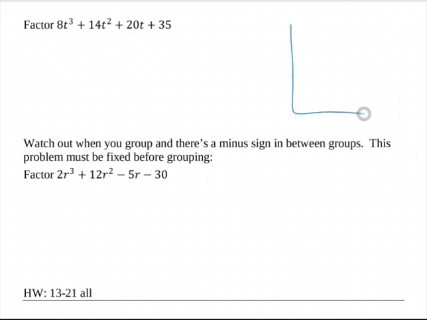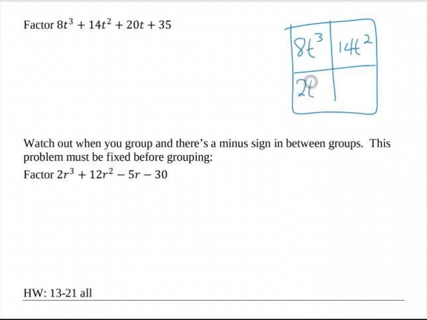So again, I'm just going straight to our box. The highest degree term is 8t to the third. So that goes in the first box. To the right, the next highest degree is the t squared. So that's 14t squared. And then next row, we have 20t, and then finally the 35.